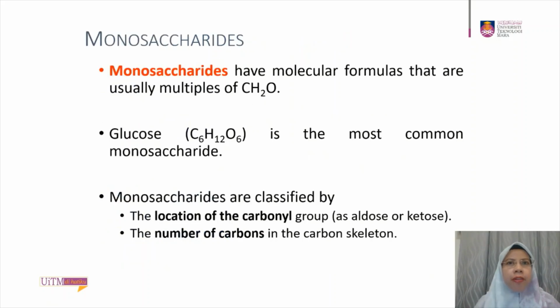Monosaccharides generally have a molecular formula that is some multiple of the unit CH2O. Glucose, known as C6H12O6, is the most common monosaccharide and very important in the chemistry of life. In the structure of glucose, we can see the trademarks of a sugar. The molecule has a carbonyl group, CO, and multiple hydroxyl groups, OH.